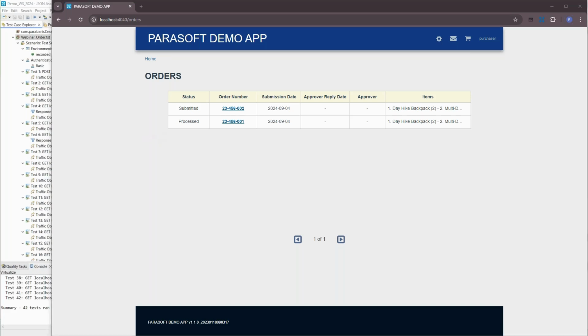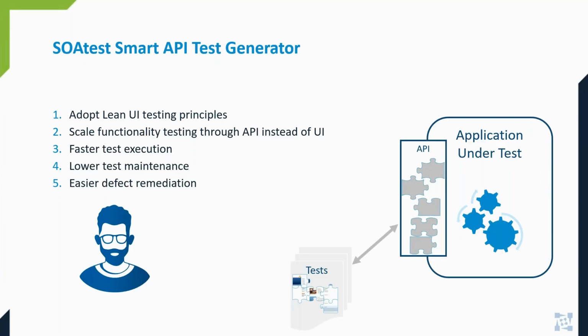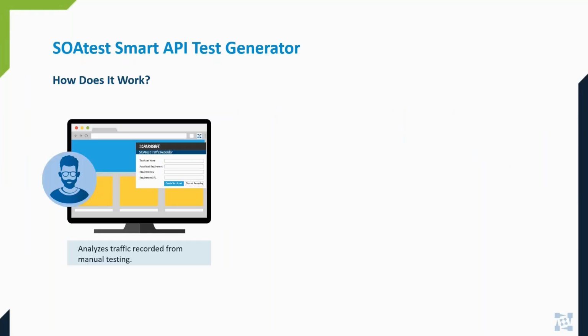Let's pop back over to the slides. So to recap from a high level, we allow users to record traffic between a client and a service where the client is typically a UI.